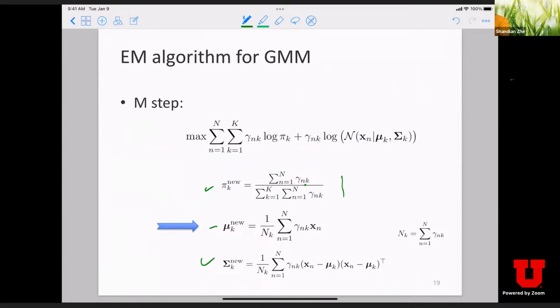So you can see that mu k is a weighted average of all the data points, where the weight is, for each data point x n, the posterior probability that it belongs to cluster k. And a similar observation applies to sigma k. And then we have derived the updating rule, right?